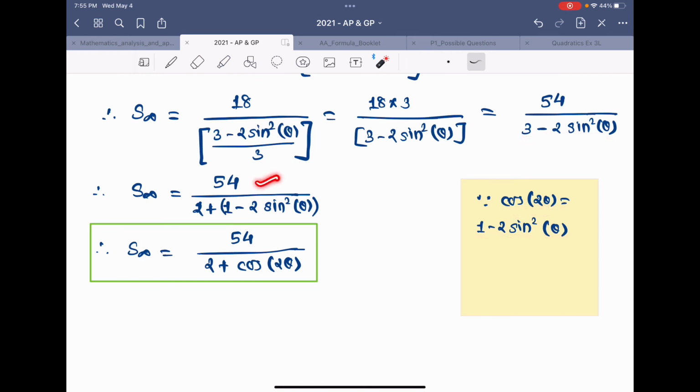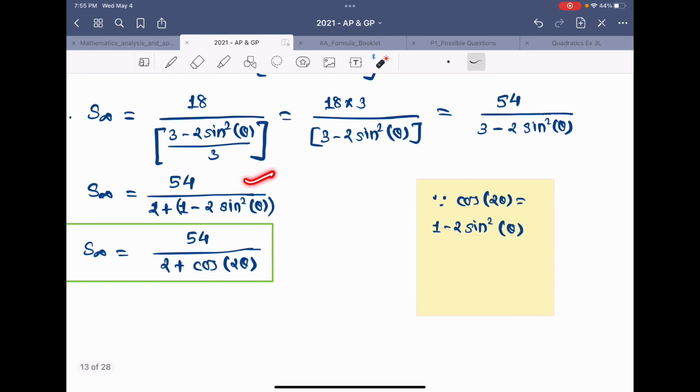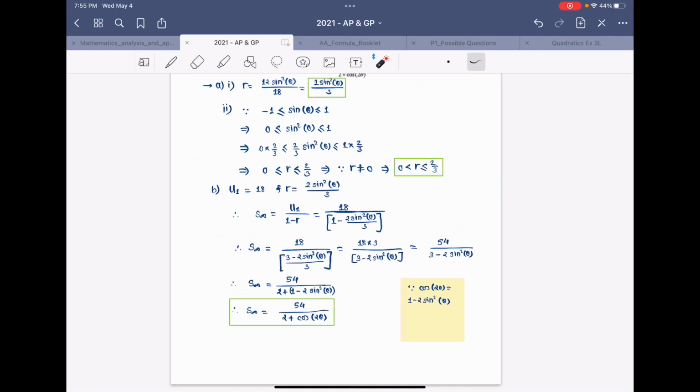I am writing 54 as it is, and I am writing 3 as 2 plus 1. 2 I am writing outside, and 1 minus 2 sin²θ I am writing in a bracket, which is basically my cos 2θ. So 54 as it is, 2 as it is, 1 minus 2 sin²θ is cos 2θ, which is my required answer.